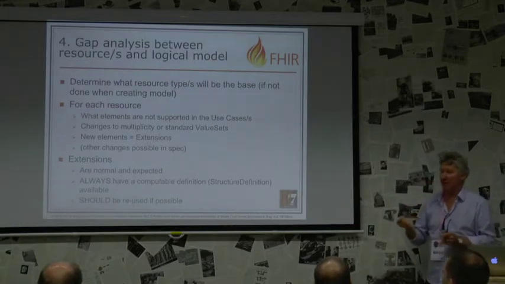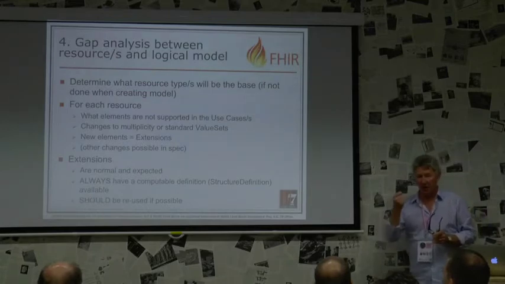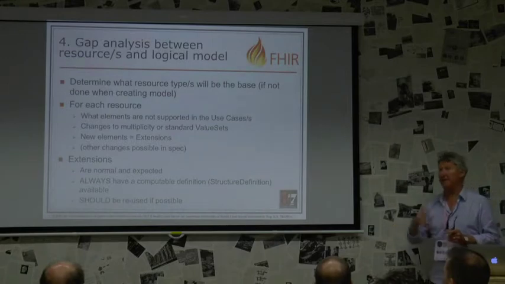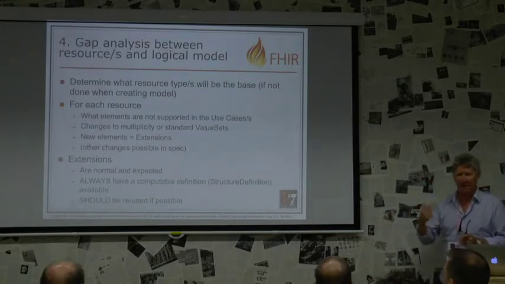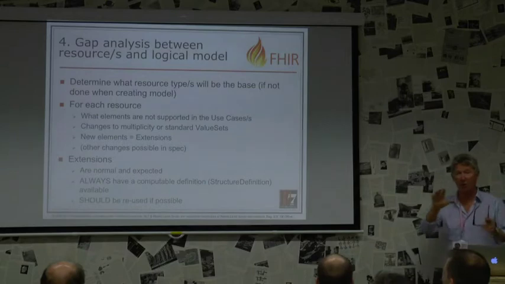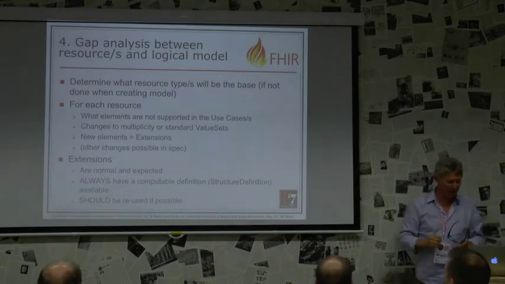Then what are the new elements that you need to add? So what are the data items that are in your model which aren't in the FHIR resources? And these are going to become, of course, extensions. Now you can do lots of other things as well. We're starting to get quite complicated in there, so I'm not going to go there. But just be aware that there's a lot more detail that you can go into at that point.